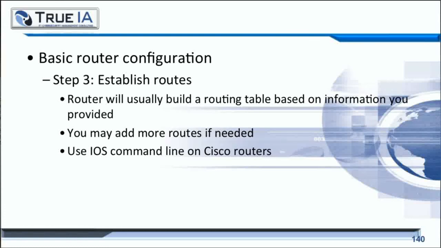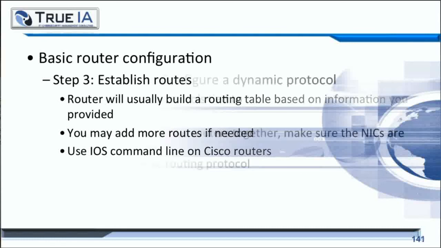Next, you'll need to establish your routes. The router will usually build a routing table based on information you provide. Of course, you may need to add more routes later. To do this with a business class router, you'll have to do it in the IOS command line on Cisco routers.